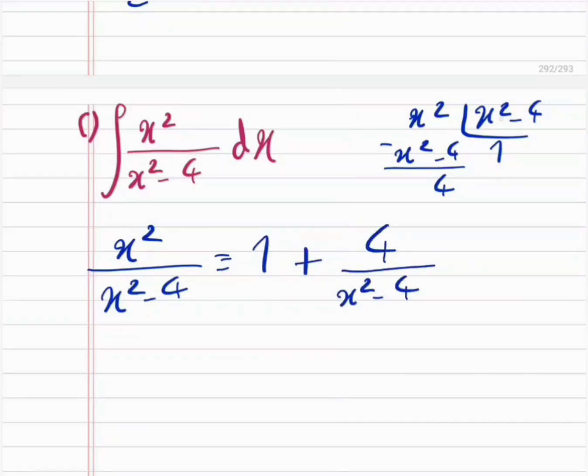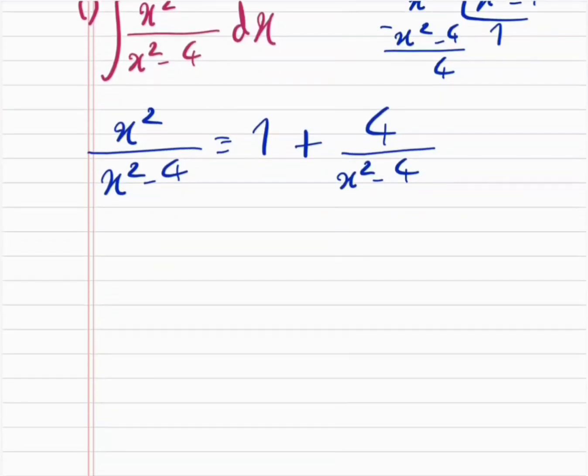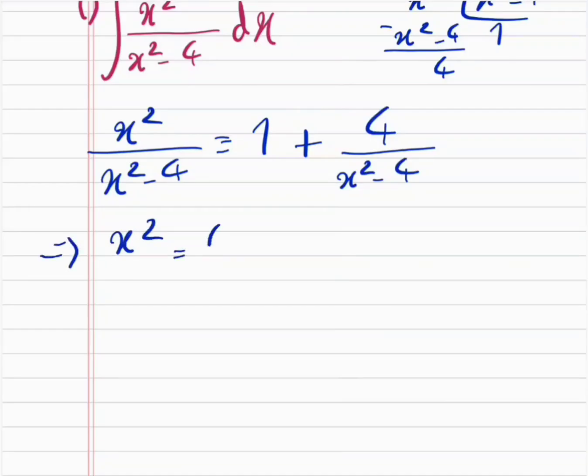So it's always the remainder over the divisor. And this is the part that we can actually use partial fractions on. So we multiply both sides of this by x squared minus 4. So we get x squared is equal to x squared minus 4. Or we can obviously write this as x minus 2 times x plus 2 plus 4.